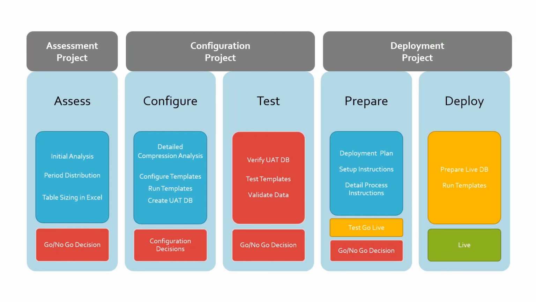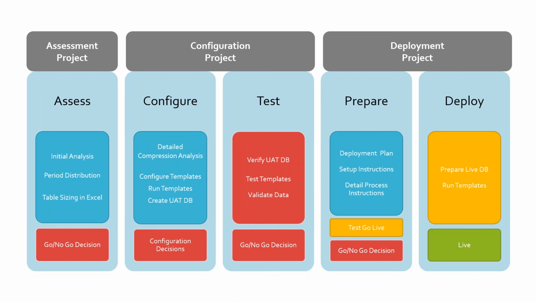So what we do is we essentially treat archiving and compression as 3 sub-projects. As you can see up in the gray up at the top, what we call an assessment project, a configuration project, and a deployment project.